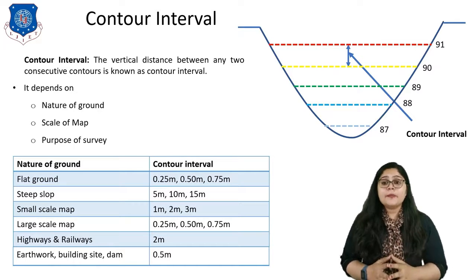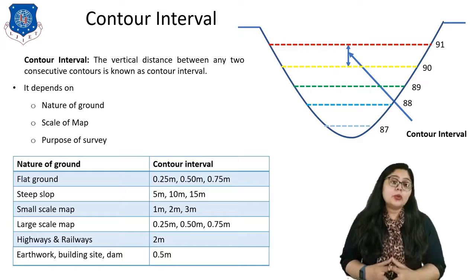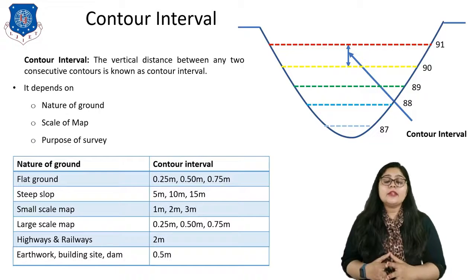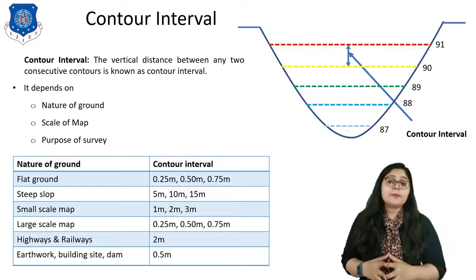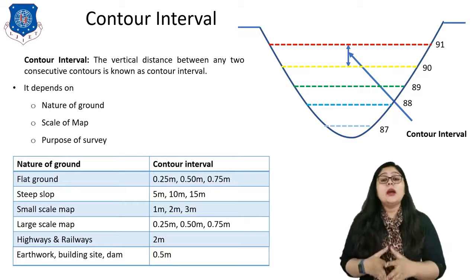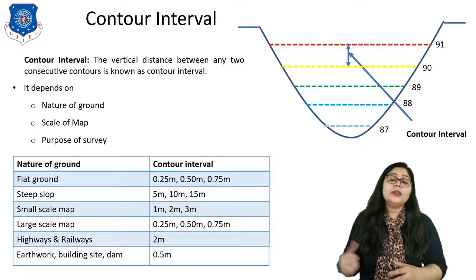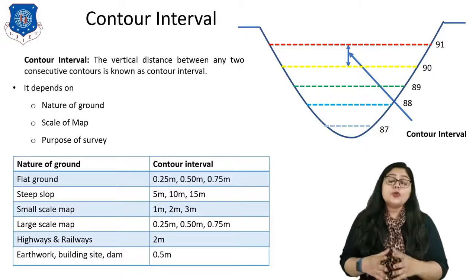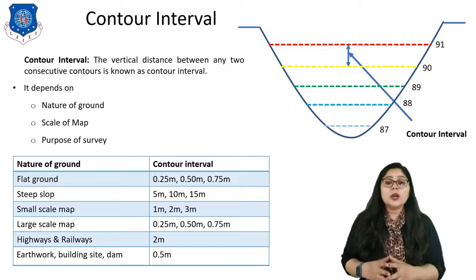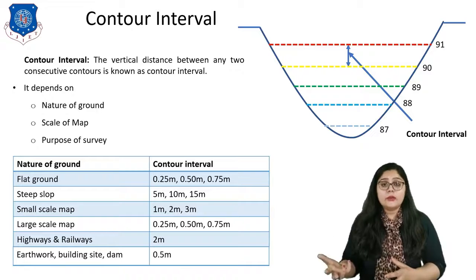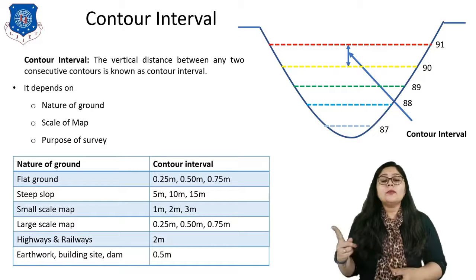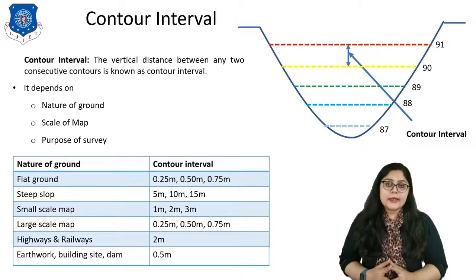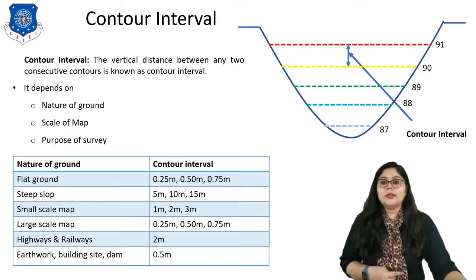Lastly, the purpose of survey plays an important role. If I go for highway and railway construction, at that time the contour interval is 2 meter, where the length is large. But if I go for building a site, dam or earthwork, it means very precise work, so I have to go with the minimum interval, that is 0.5 meter. So according to the site condition, the purpose of the survey, the work we want to carry out, or the nature of ground, the interval between two consecutive contour lines will change. That is the concept of contour interval.